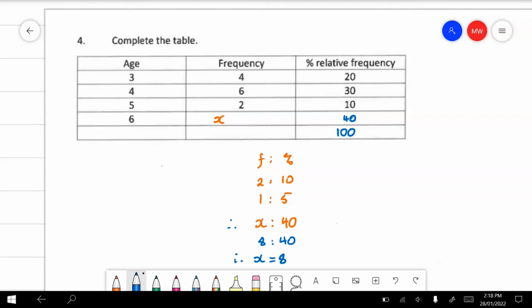Now we can fill out our columns. We've got a value of 8 in here, and if we add up our total, we'll have a total of 20. And that answer is correct. We've also shown some working out to demonstrate our understanding.